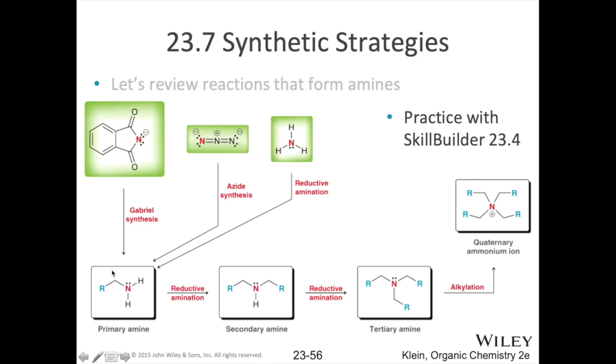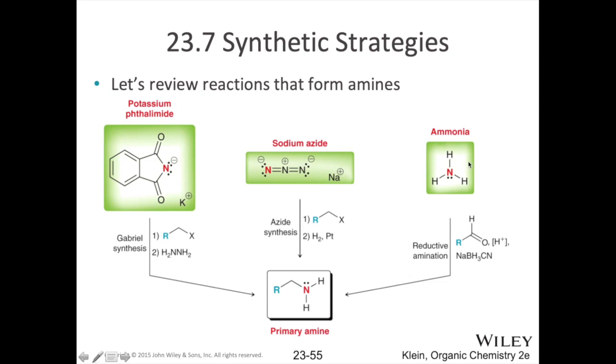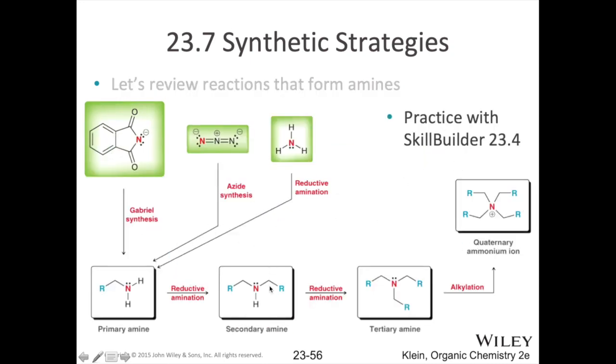Of course, if you want to make a corresponding secondary amine or tertiary amine, you can accordingly use your reductive amination. Right? In the previous slide, we used ammonia as a starting point, and that's going to give us the primary amine. If we use a primary amine instead, we would get a secondary amine. If we use a secondary amine instead, we get a tertiary amine. Now, your tertiary amine is still nucleophilic, so it is possible to tack on an extra alkyl group and get the corresponding ammonium ion.